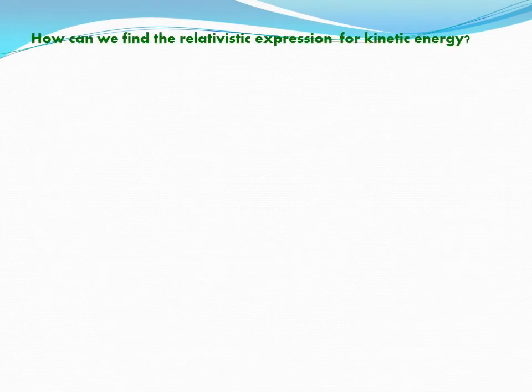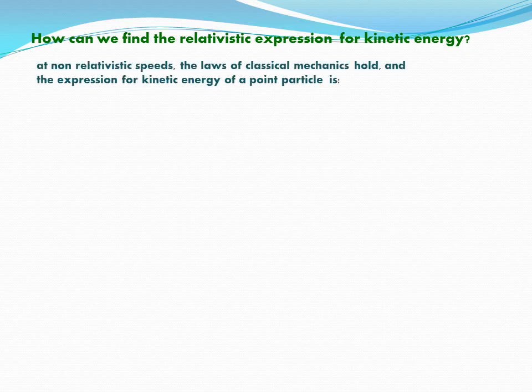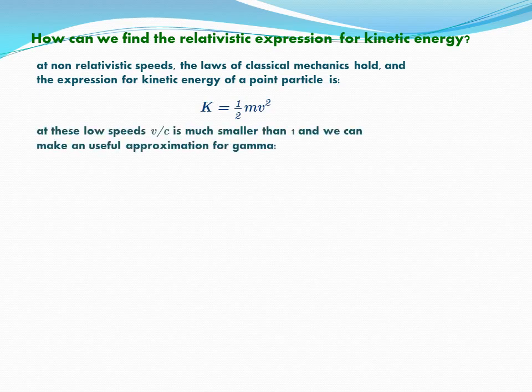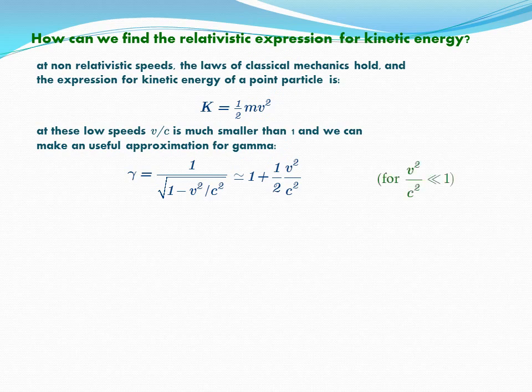We are now ready to look for a relativistic expression for kinetic energy for a point particle. As we know, at non-relativistic speeds the laws of classical mechanics hold, and the expression for kinetic energy of a point particle is kinetic energy equals 1/2 mv squared. At these low speeds, v over c is much smaller than 1, and we can make a useful approximation for gamma. Gamma, equal to 1 over the square root of 1 minus v squared over c squared, is almost equal to 1 plus 1/2 v squared over c squared. This approximation holds only for values of v squared over c squared much less than 1.